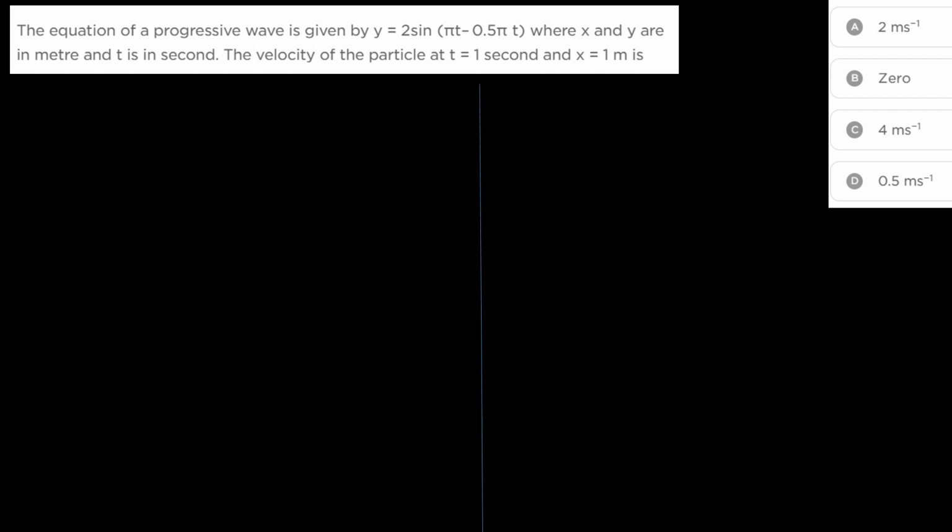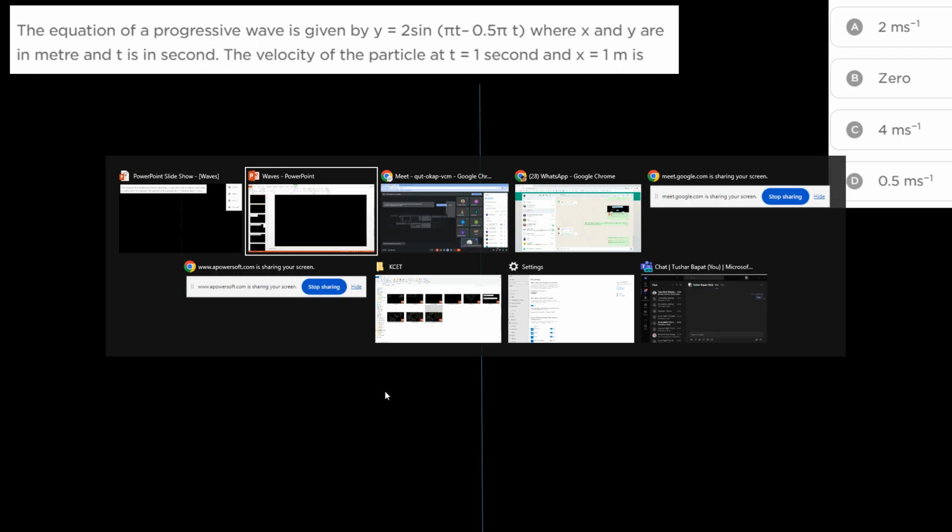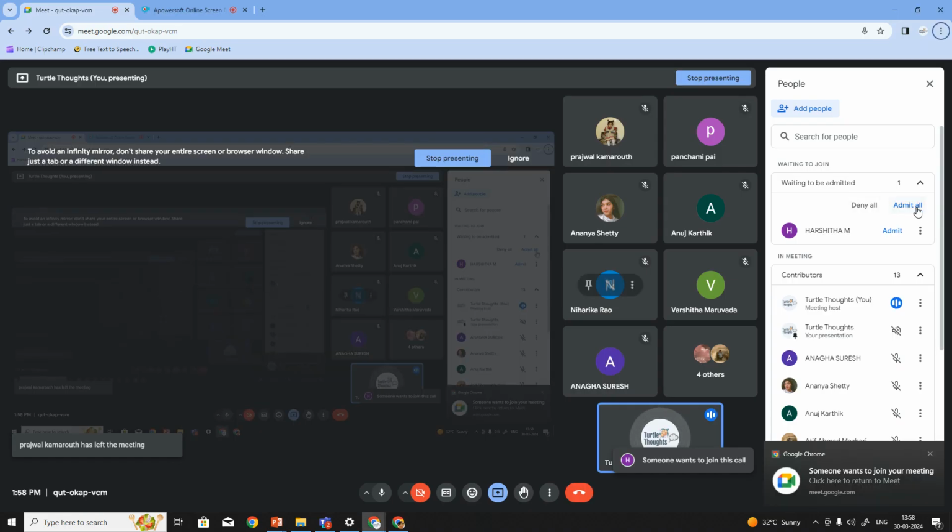The equation of the progressive wave is given by y is equal to 2 sine of pi t minus 0.5 pi t. It is given that x and y are in meters and t is in seconds. Find the velocity of the particle at t is equal to 1 and x is equal to 1.